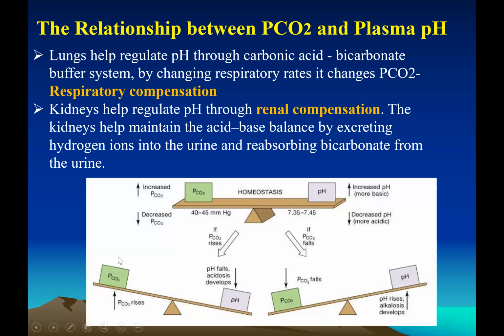So this picture here is an illustration. The partial carbon dioxide concentration in blood should only be 40 to 45 mm of mercury, and the pH has to hover between 7.35 and 7.45. If the partial carbon dioxide rises, carbonic acid will be formed, and because of that, acidosis will develop.